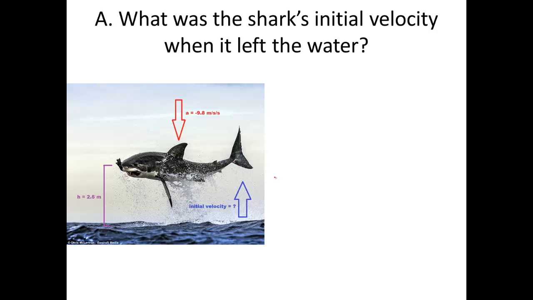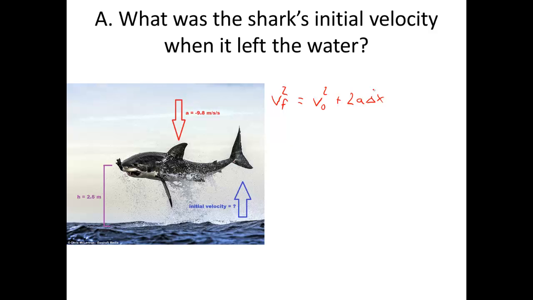Let's use our time-independent kinematics equation, and let's also remember that at the maximum height, the velocity of the shark is equal to 0. Here is the kinematics equation that I'm talking about. As you can see, there is no time variable in this equation. We do have a final velocity, an initial velocity, an acceleration, and a displacement symbol. We know the shark's displacement at the maximum height.